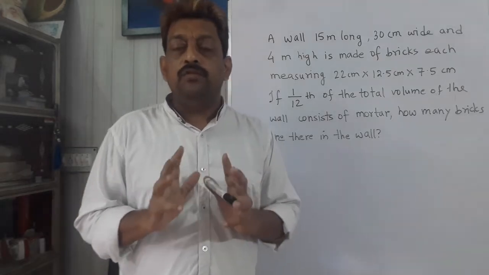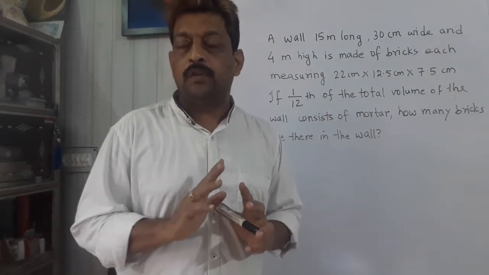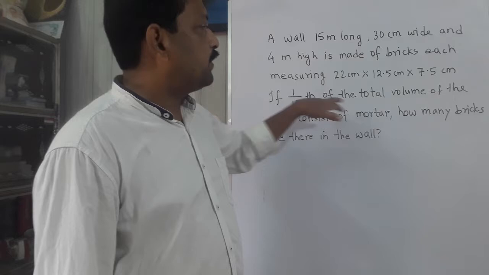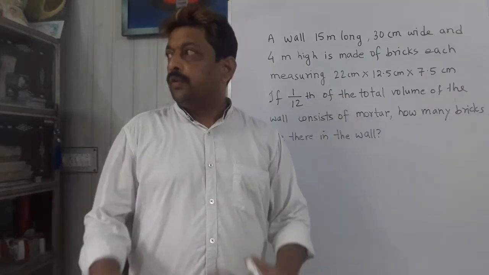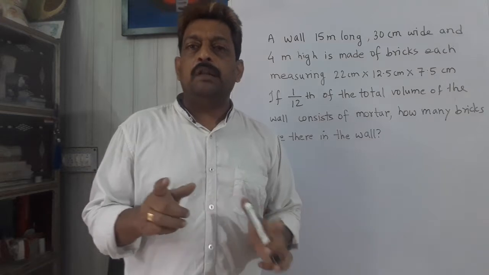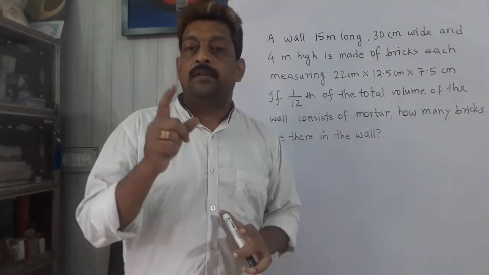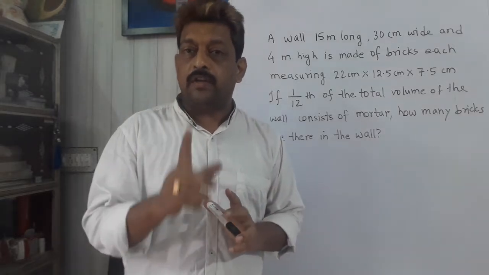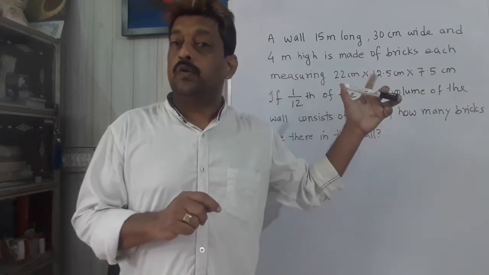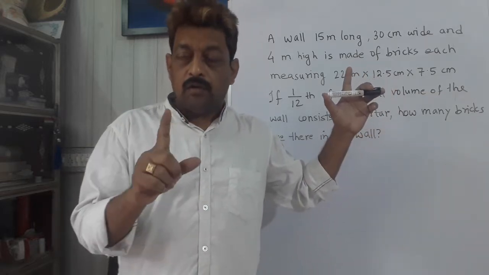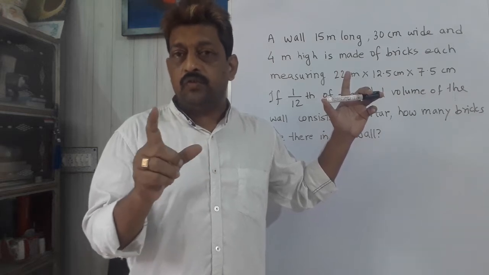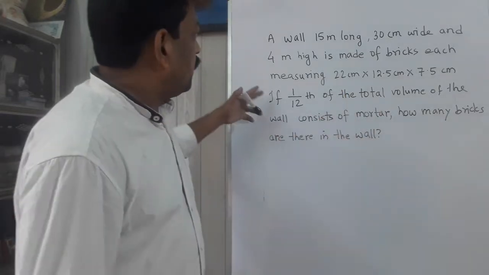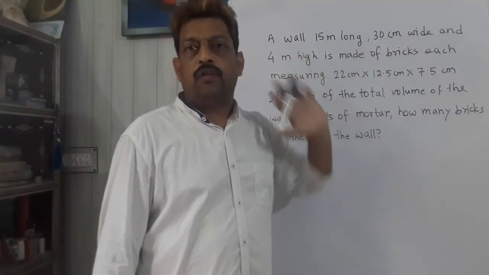Now what we have to do, we can find the volume of the wall, and then we can also find the volume of mortar, because it is given that 1/12 of the volume of the wall is mortar. Now to find the volume of all the bricks, we have to subtract the volume of mortar from the total volume of the wall. That is, volume of all bricks equals volume of wall minus volume of mortar. So first of all, I have to calculate the volume of the wall.